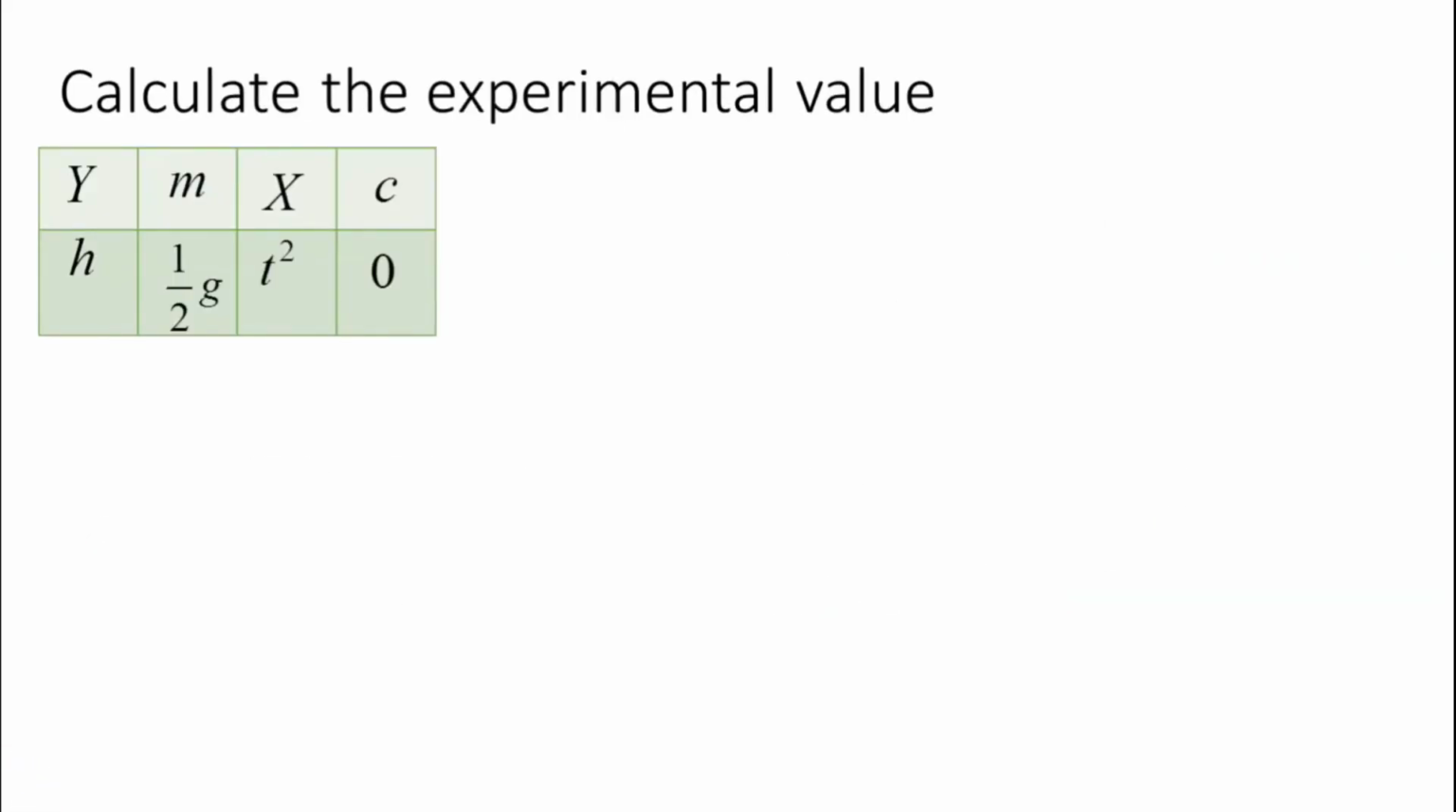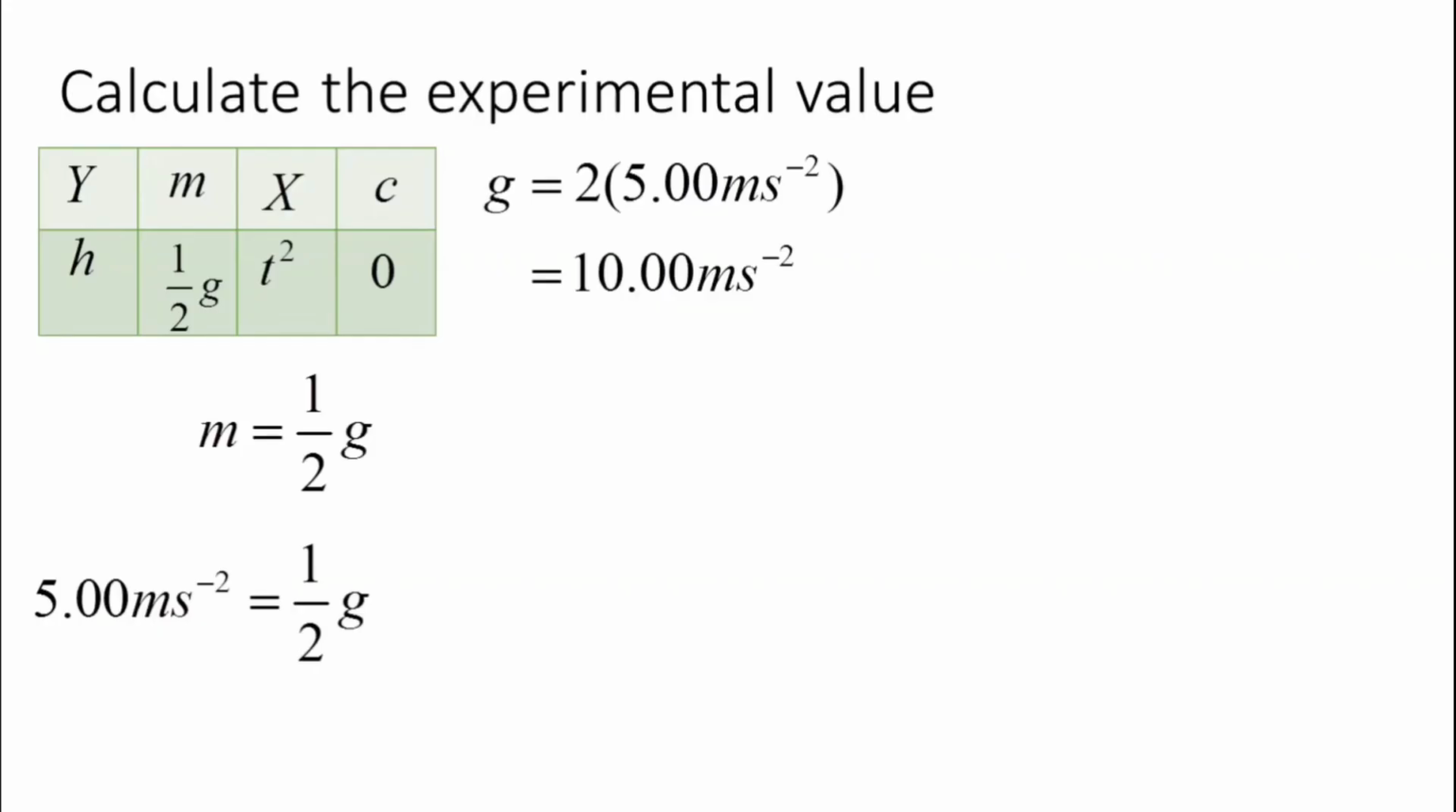Now, we are going to use the value of the gradient to calculate the experimental value. In this case, the value of g. We have broken up the equation into linear form. The gradient of the graph is equals to half of g. Substitute the value of the gradient as 5.00 meter per second square. We get g equals to 2 times 5.00 meter per second square, which then give us the value of g equals to 10.00 meter per second square. The theoretical value of g is 9.81 meter per second square.